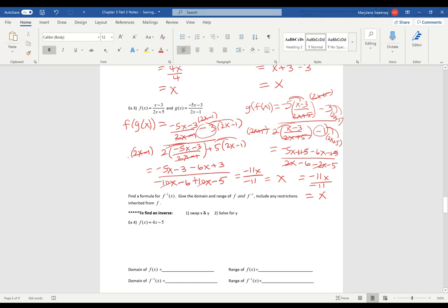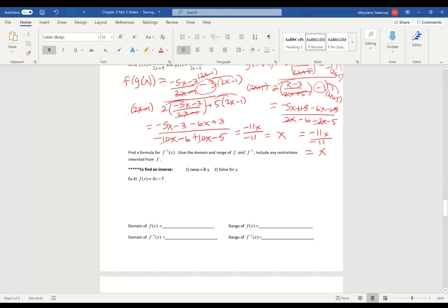Okay, find a formula for f to the negative 1 of x, give the domain and range of f and f to the negative 1, including any restrictions inherited from f. Okay, so swap x and y, solve for y. So I have to know this is y equals, right? So I swap x and y, and now I'm going to solve for y.